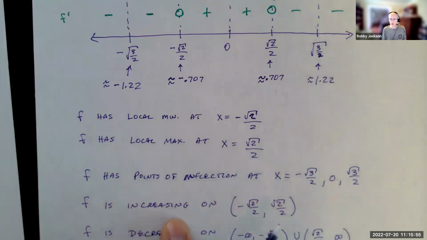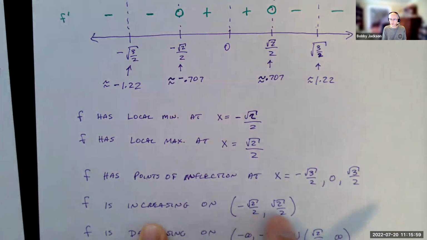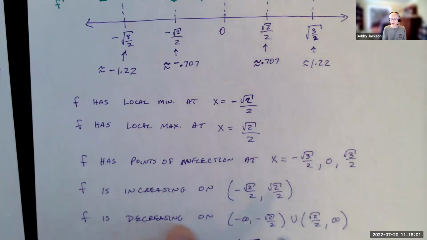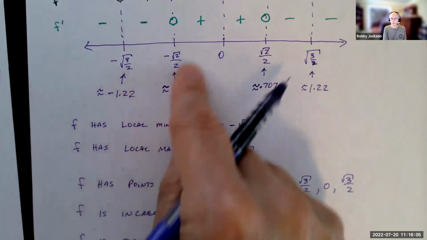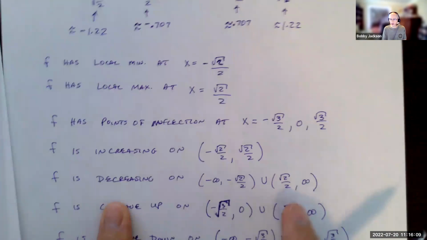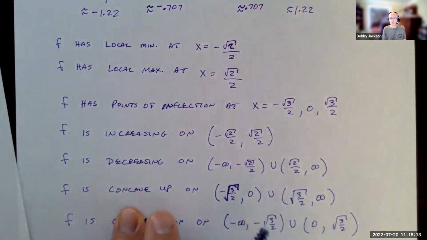Okay, we're increasing where the first derivative is positive, so from negative square root of 2 over 2 to positive square root of 2 over 2. We're decreasing on the interval where the first derivative is negative, so minus infinity up to negative square root of 2 over 2, and square root of 2 over 2 to positive infinity. We're concave up where the second derivative is positive.